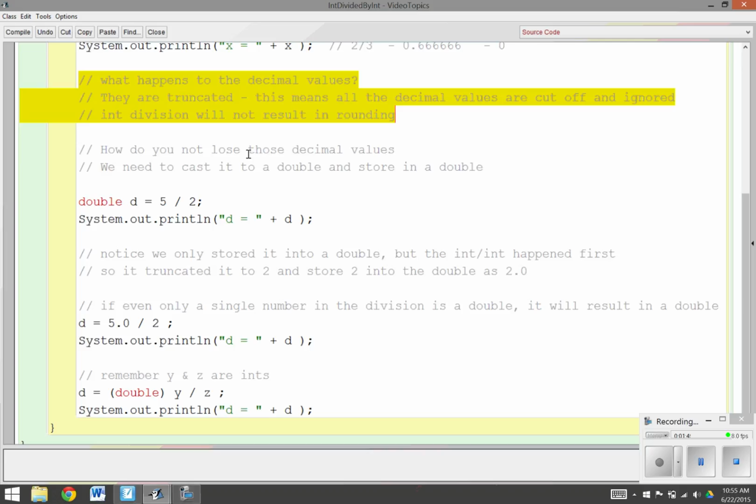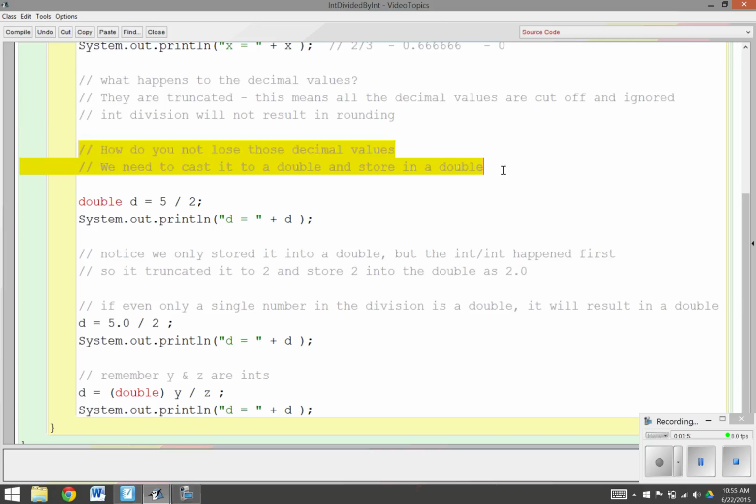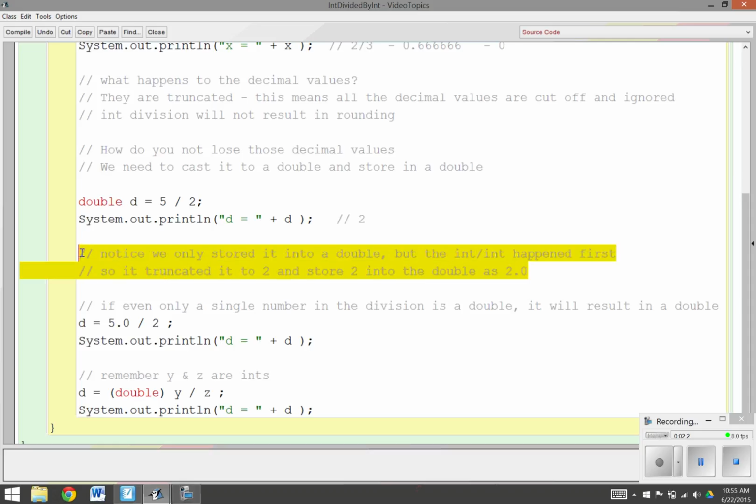So how do we not lose those decimal values? We need to cast to a double and store it in a double. Okay, that seems simple enough. So let's do this: double d equals 5 divided by 2 and print out d. When we run this, it will again give us 2. You're thinking, but we did 5 divided by 2 and stored it in a double. But the integer divided by integer happens first. So it truncated it to 2 and then stored 2 into a double. So 2 became 2.0.